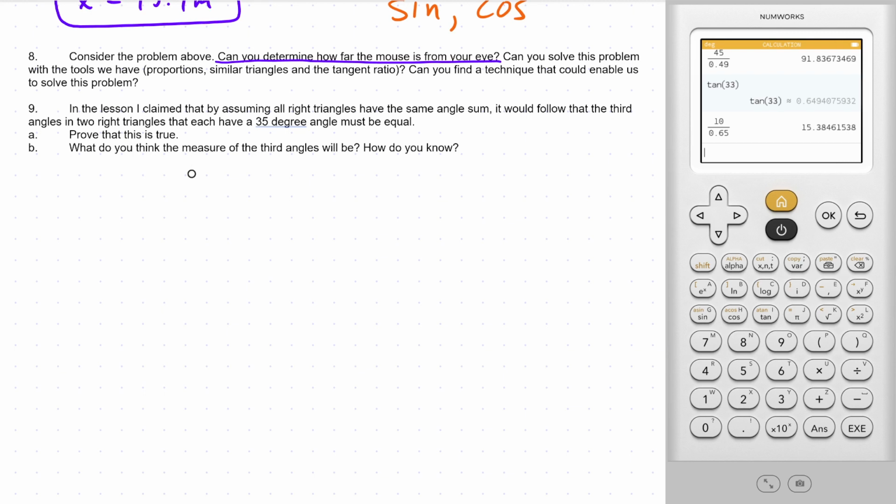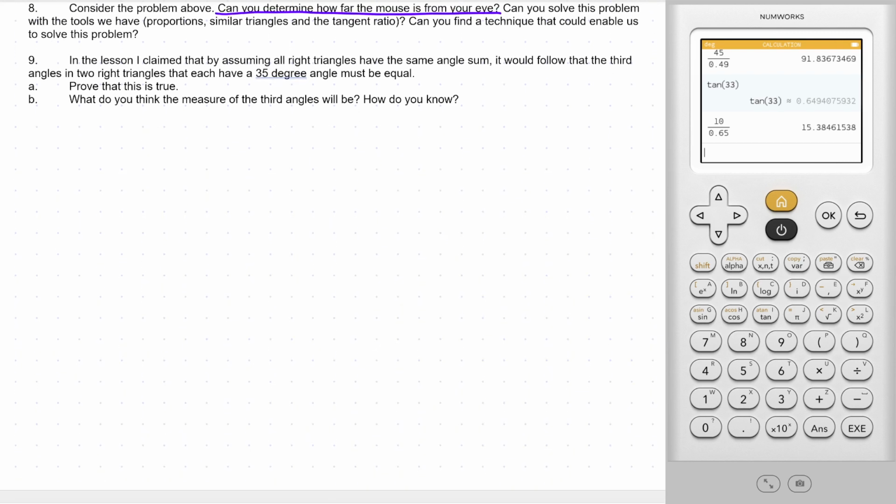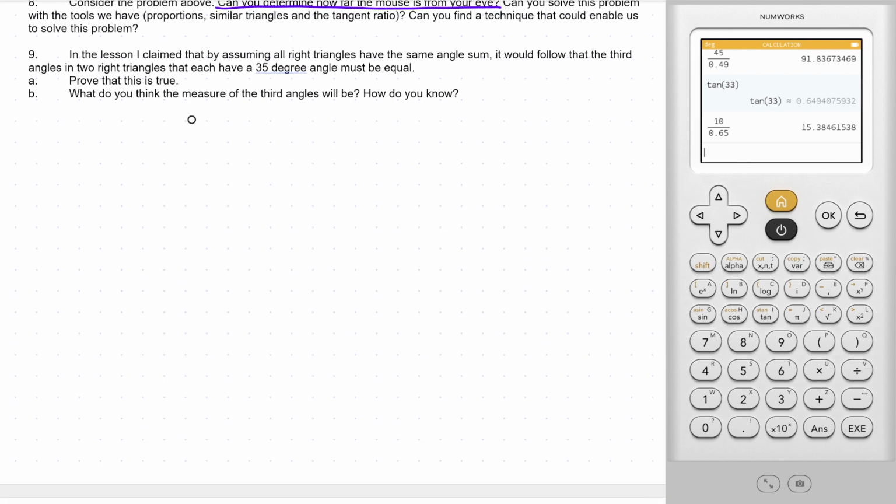It says, in the lesson, I claimed that by assuming all right triangles have the same angle sum, it would follow that the third angles in two right triangles that have a 35-degree angle must be equal. Prove that this is true. And what should the measure of the third angle be? So let's go ahead and draw two triangles here. Okay. And these are both right triangles, and we're going to say that one of the angles is 35 degrees. I'll go ahead and draw one bigger than the other.